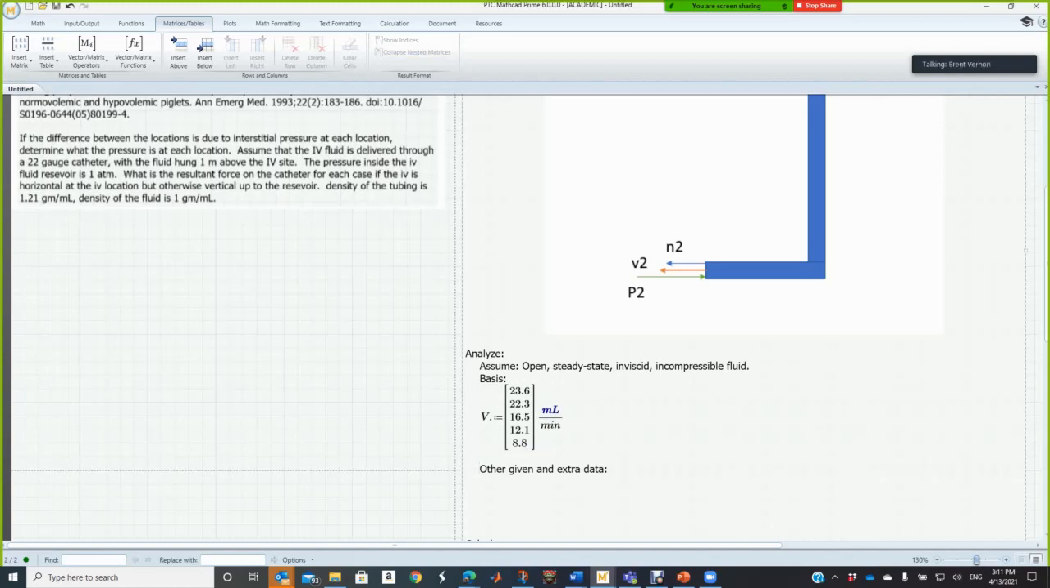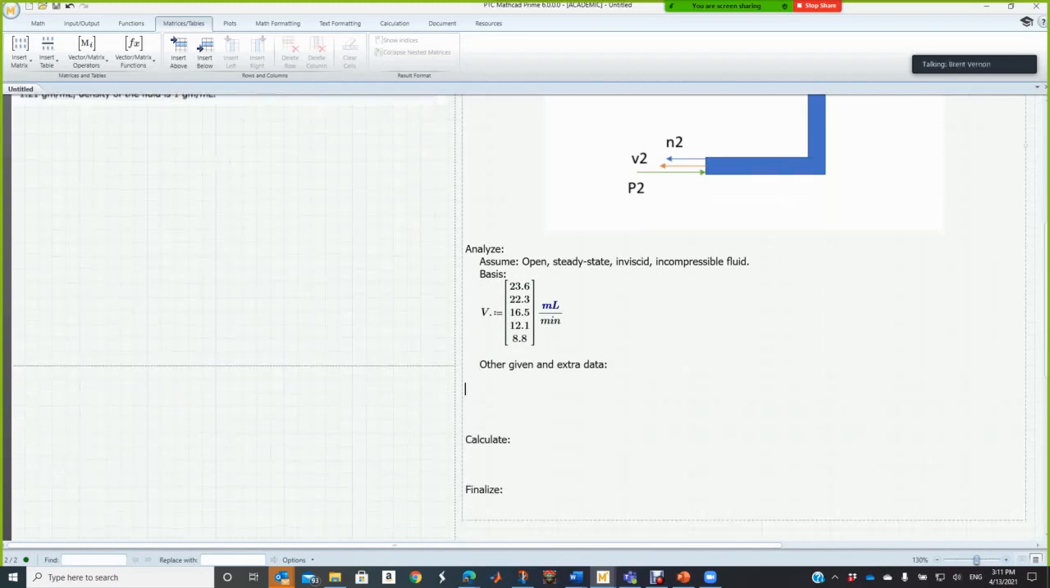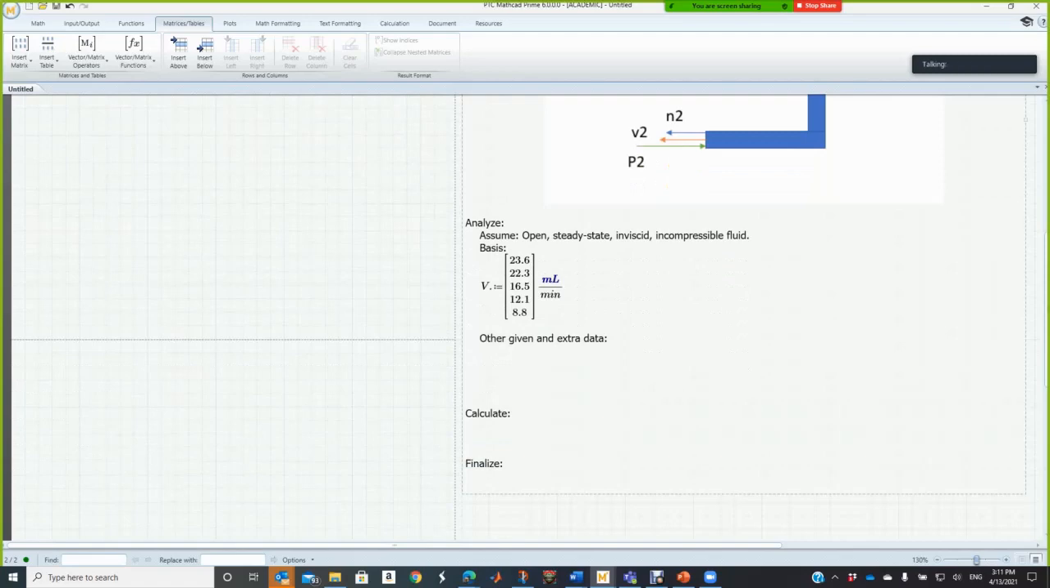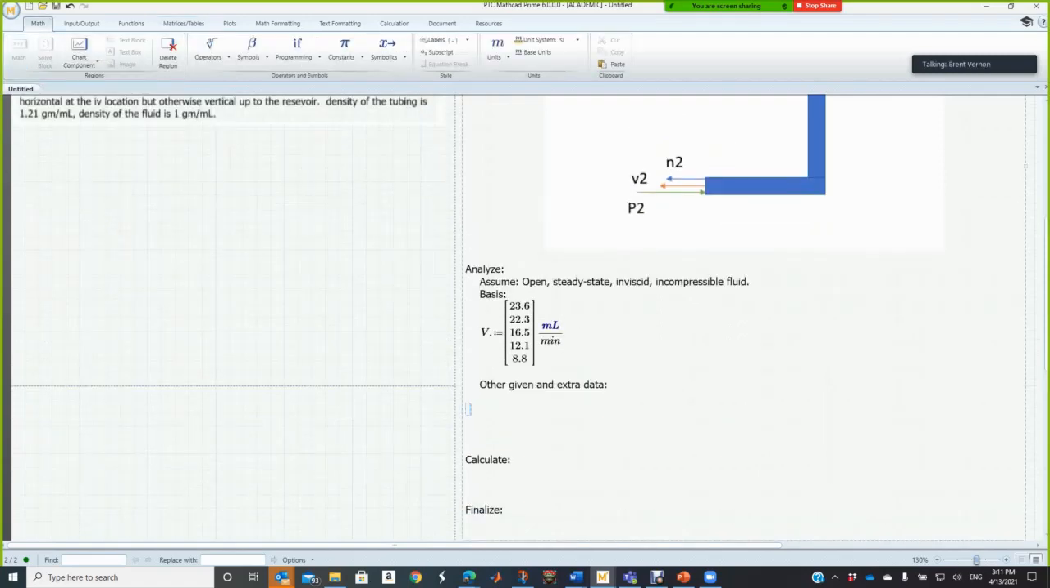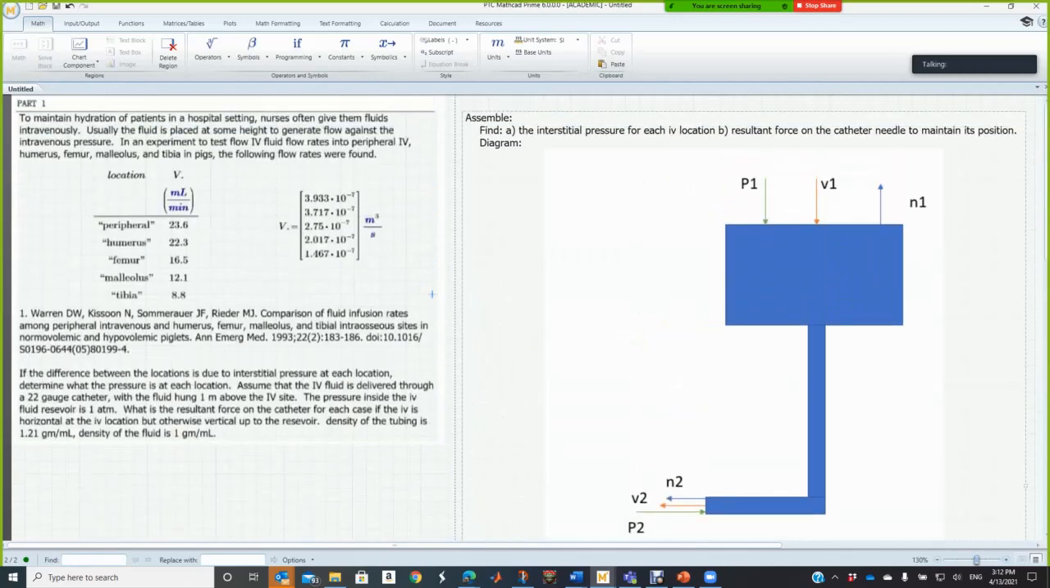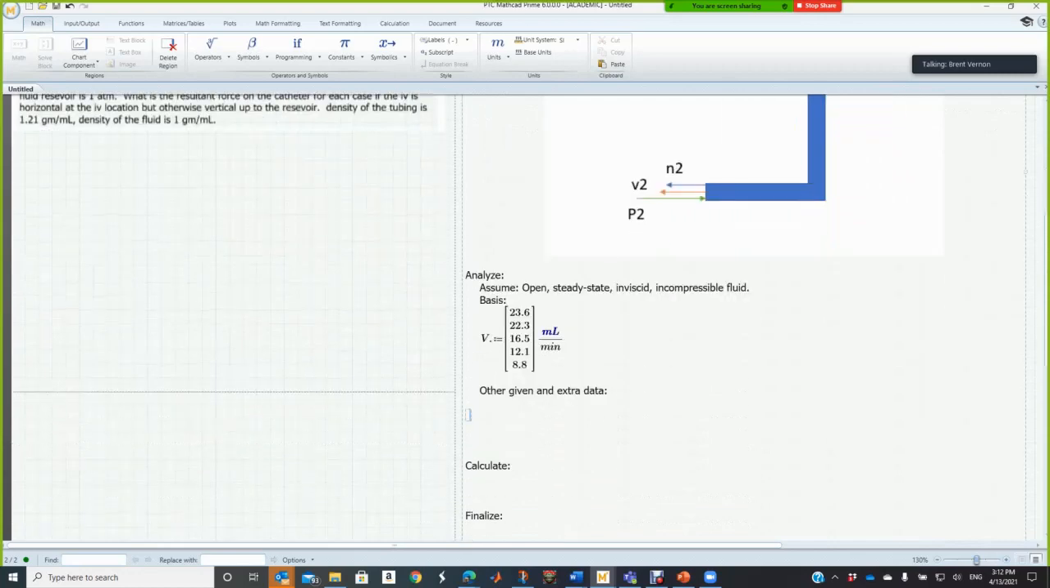Now, we also need to put other given data here. So let's do that. First, we want, if you look here, the 22 gauge catheter here. You have to look that up. You can find that that's here.